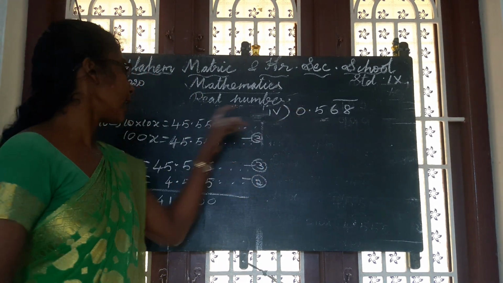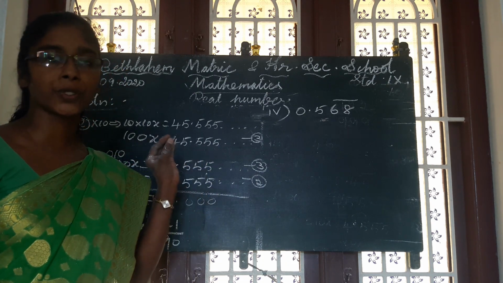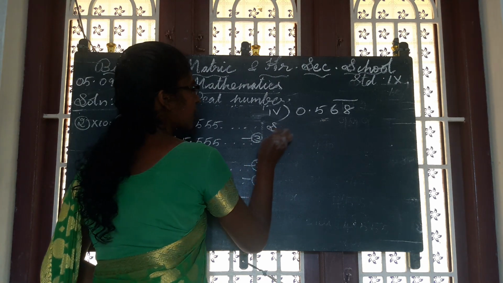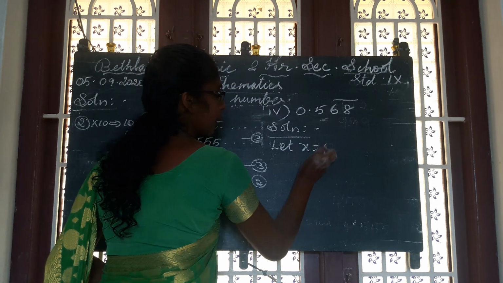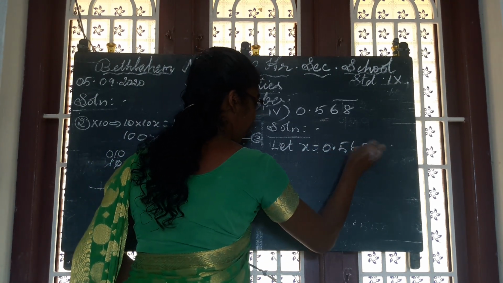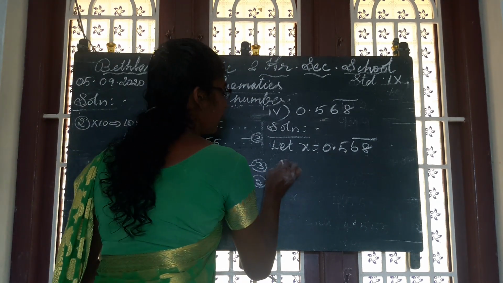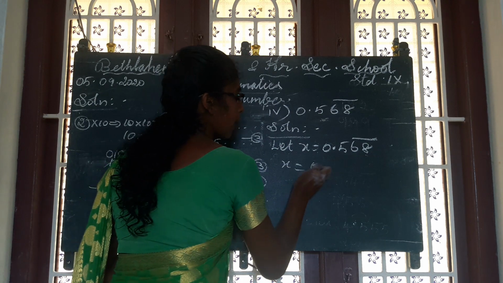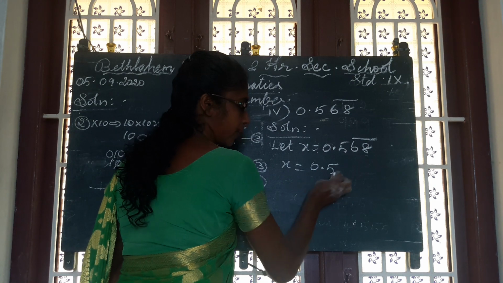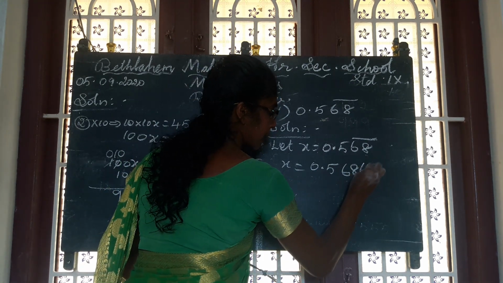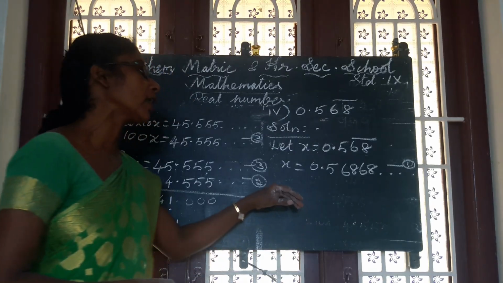0.568 bar. Same procedure. In the third problem, how we completed, same method you have to do for this fourth problem also. First, let x is equal to 0.568 bar. How many digits are repeating? 2 digits are repeating. So we can write x is equal to 0.5, 5 is not repeating, so 5 one time only, next 68 repeating. Take it as equation 1.